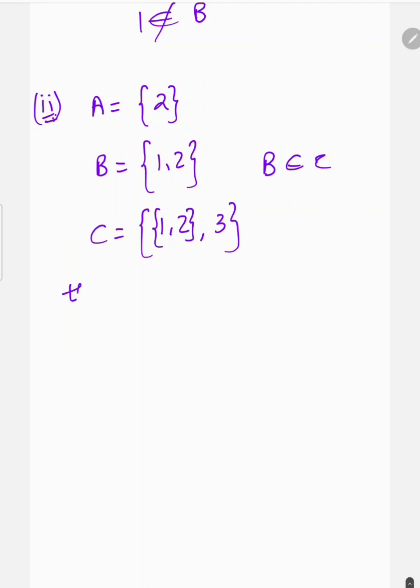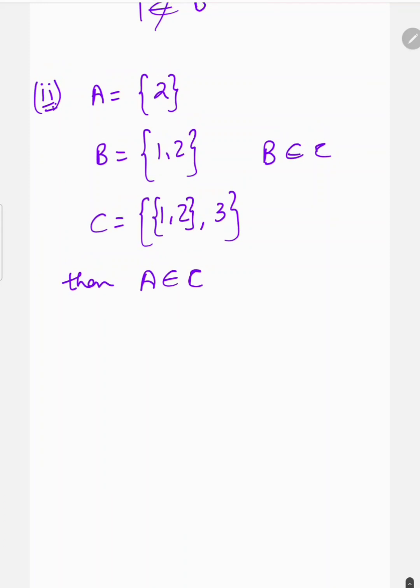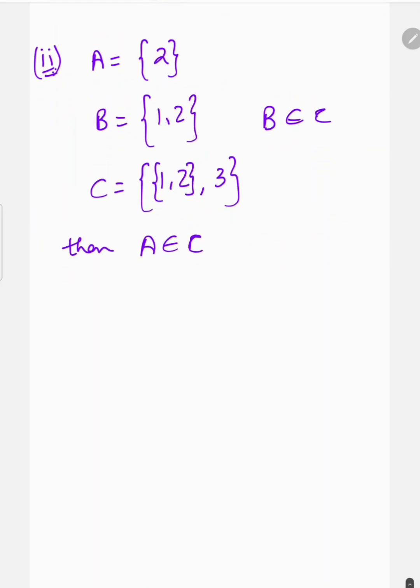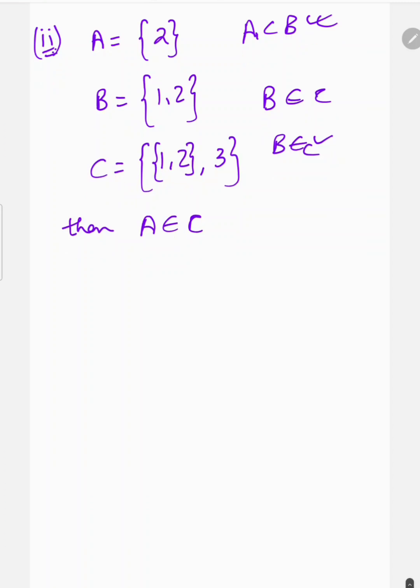अब कहा है कि then A belongs to C. क्या A belongs to C है? Is A belonging to C? Here you see A is a subset of B. Yes, we have done this. B belongs to C. Yes, we have done this also. But A does not belong to C. This is false, as A does not belong to C.